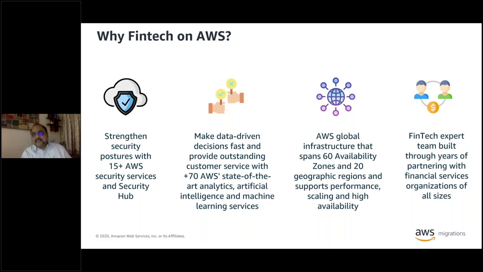And finally, the expert team built through years of partnering with financial services. So AWS has enough experience. Many of the top financial services companies in the world run on AWS. That expertise is what the whole infrastructure has been designed on, for resilience and for compliance. And that is exactly what is being brought to you as a client and accessible to you anytime.